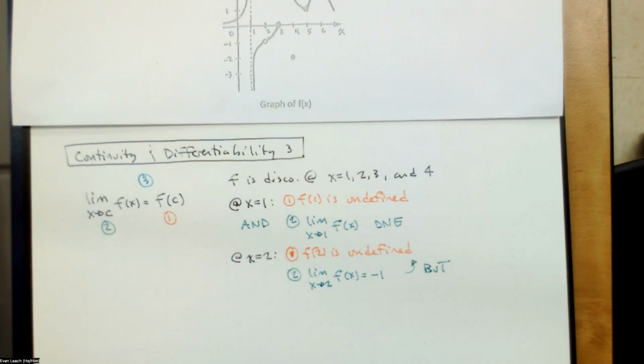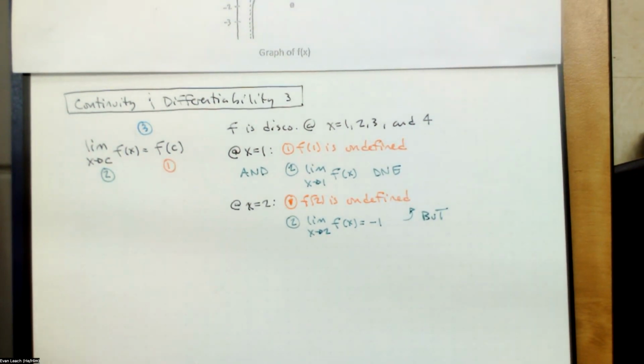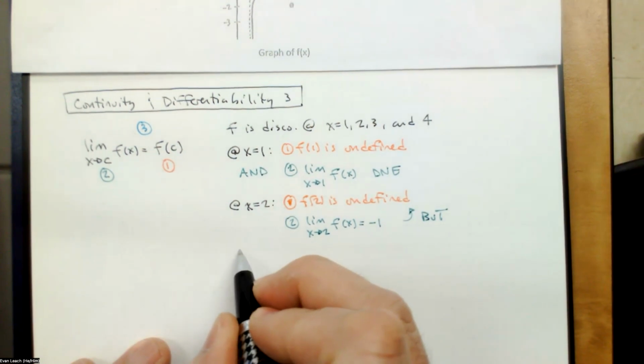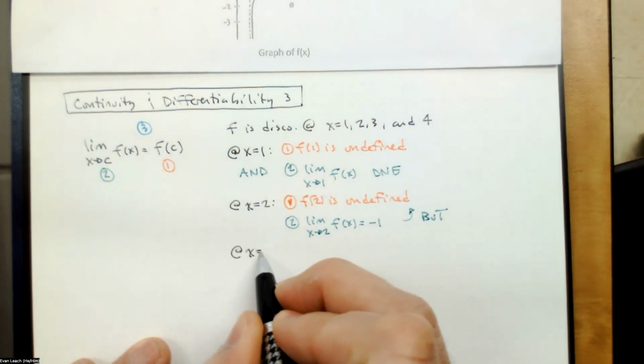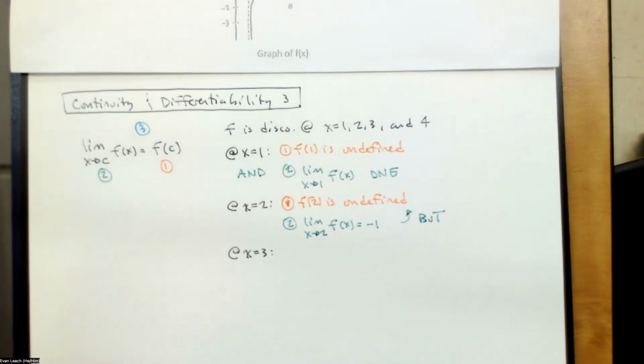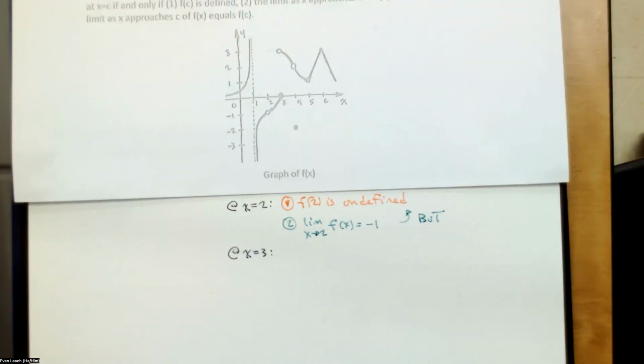What's going on at 3? Oh, in case you forgot, in case you don't have photographic memory of what a graph looks like. What's going on at 3?